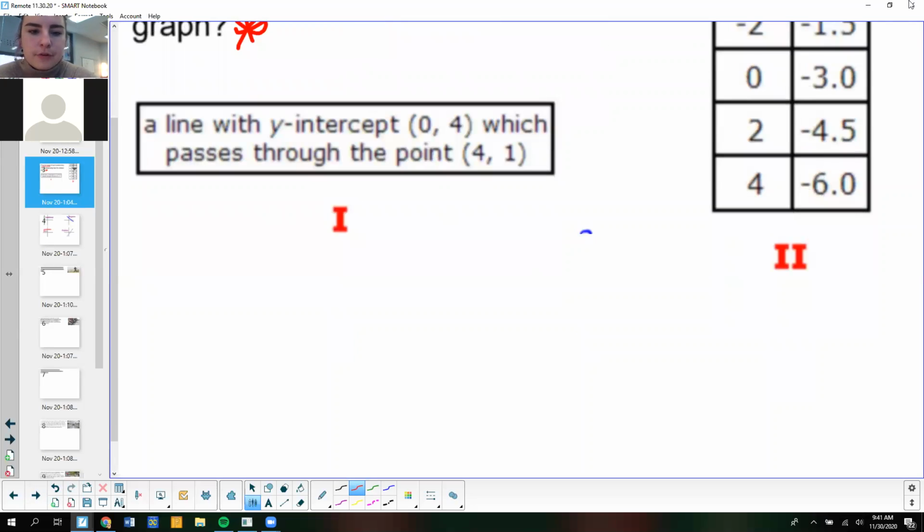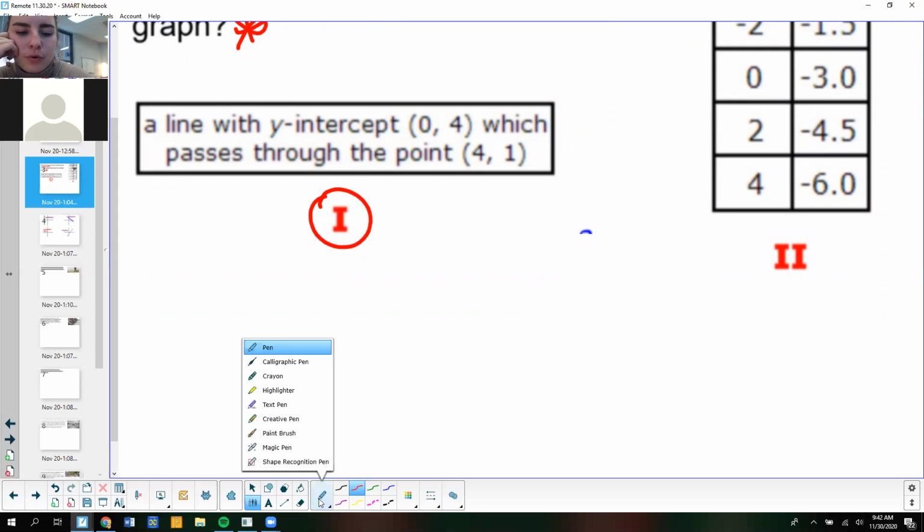So I'm going to do this one first. So I is going to be first. So this says a line with the y-intercept of 0, 4, which passes through the point 4, 1. So we want to find the slope of that relationship. So we've got our 2 points, this point and this point.